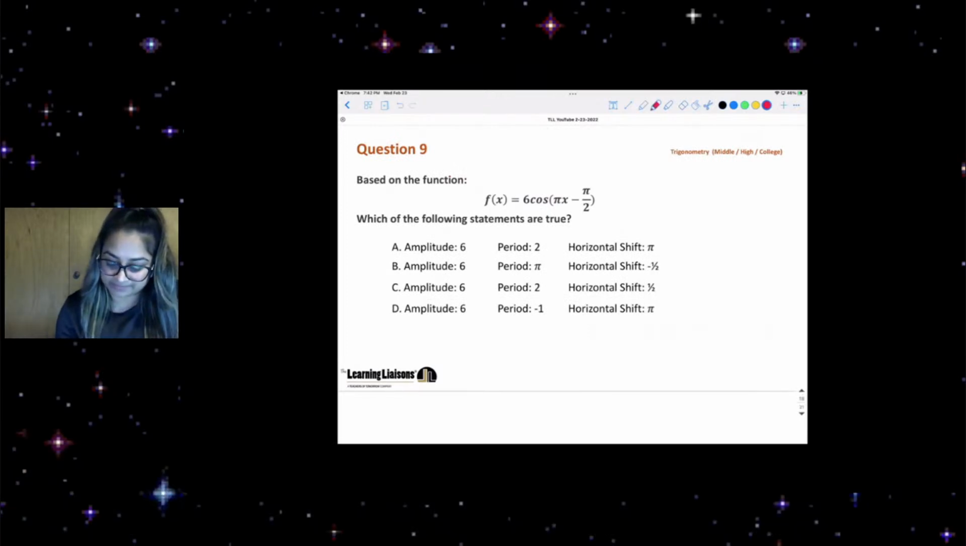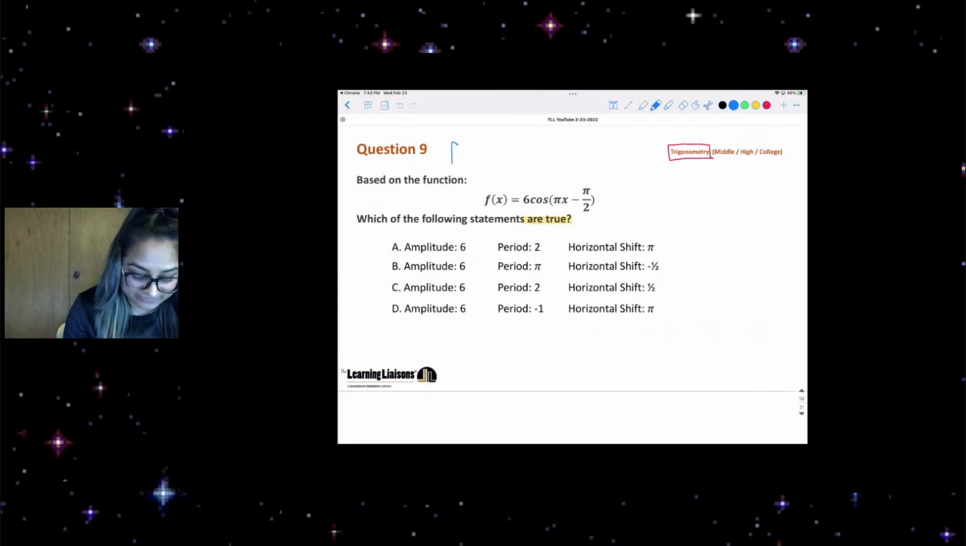Number 9. Number 9 is a trigonometry problem, so it's trig. And they're asking us to do what? So they're telling us that we have this function, and based on said function, which of the following statements are true? So we're looking for correct stuff. Well, in order to move forward, you need to know what the standard form of a trig function would look like. Just so happens to be something that I know.